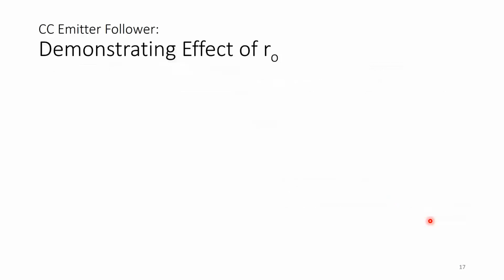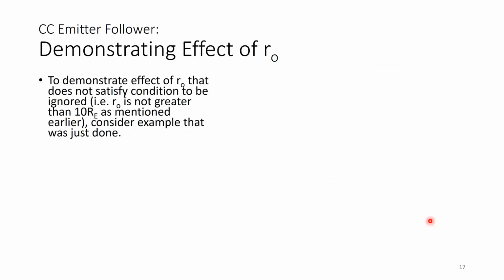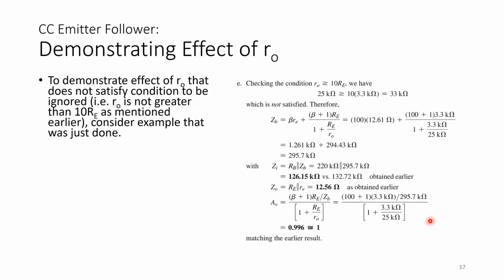Okay, now we can demonstrate the effect of Rout. We're not going to do the working here. You can refer to the textbook. But to demonstrate the effect of Rout that does not satisfy the condition to be ignored, i.e., what happens if Rout is not greater than 10 RE? What happens if the assumption is not valid, not met? So let's consider the example that we just did. What happens if Rout is, let's say, 25 kilo ohms, and 25 kilo ohms is not bigger than 10 RE? So based on this calculation, you still get AV about the same, which matches the earlier result.